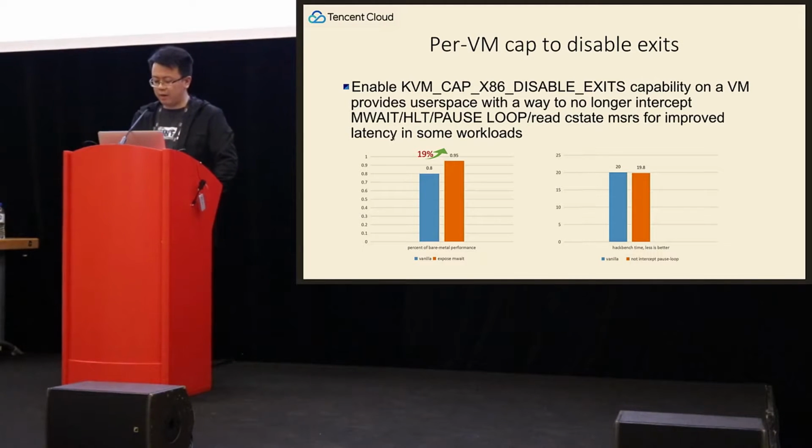The hackbench time can be improved by around 1% if we do not intercept pause loop exiting. Because the VM has dedicated physical CPUs, we don't need to intercept pause loop exiting, because both the lock holders and the lock waiters can run simultaneously. So we can avoid the yield and re-kick penalty caused by pause loop exiting.